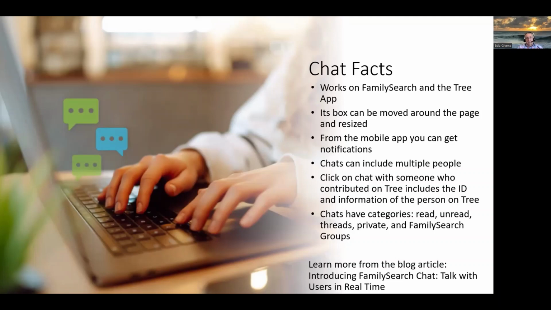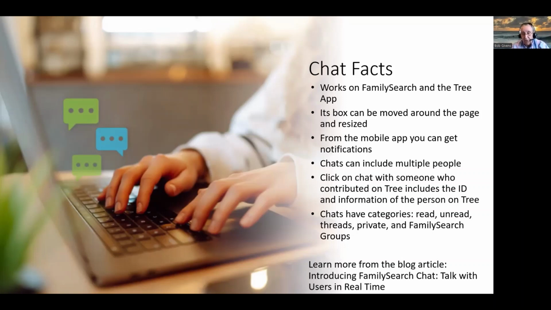You can click on a chat with someone who contributed on Tree. And when you do that, it will include the ID of the person on Tree that you were working from. So if you're on Henry Harrison Sands and you click on a contributor to that page to chat, it's going to say you were over on Henry Harrison Sands. So they'll know where you were at when you found them.